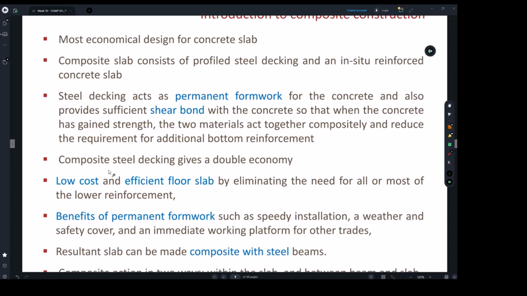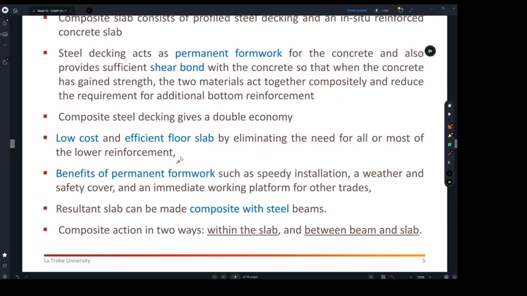Yeah, so as we always talked about, composite steel decking gives a double economy. You're going to be saving in the formwork. You're going to be saving in the steel, right? Especially if you don't need to worry about fire rating. If you need to worry about fire rating, we're going to need to put a little bit more steel in the bottom.